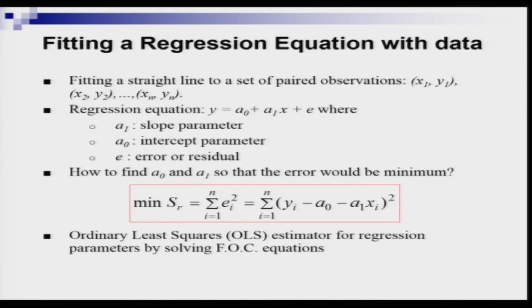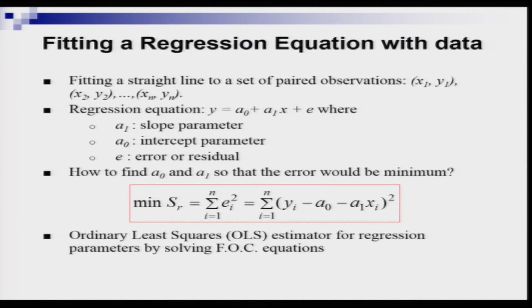Here we are concerned with fitting a straight line to a set of paired observations (x1, y1), (x2, y2), ... (xn, yn). So, what does that mean? I have n data points in my sample, and I have data on two variables x and y. These are paired observations, because for individual 1 or individual 2, I observe both the values of x and y.